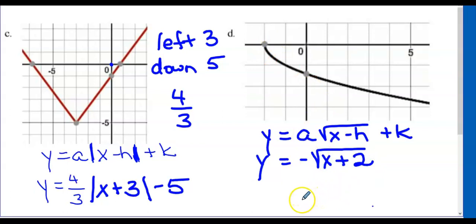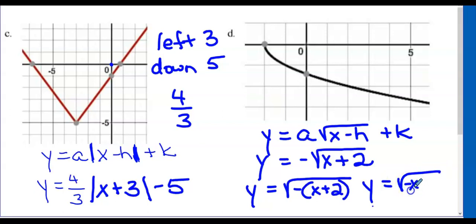Now, if it had been across the y-axis instead of across the x-axis, this negative would go in here, and you would put the x plus 2 in parentheses, because it would end up being negative x minus 2. So this is not the answer, but if it had been across the y-axis, the negative changes everything inside the radical. This is the answer right here. But just so you know, if it's across the y-axis, it changes both of the terms under the radical.